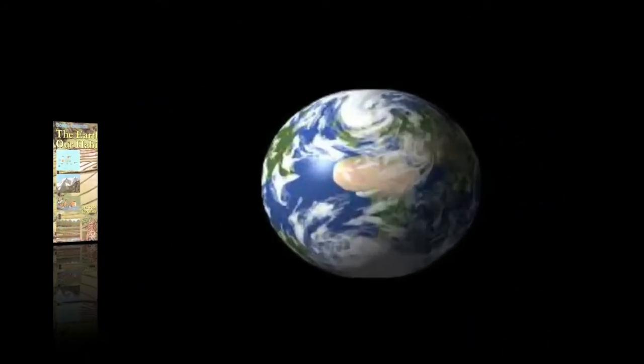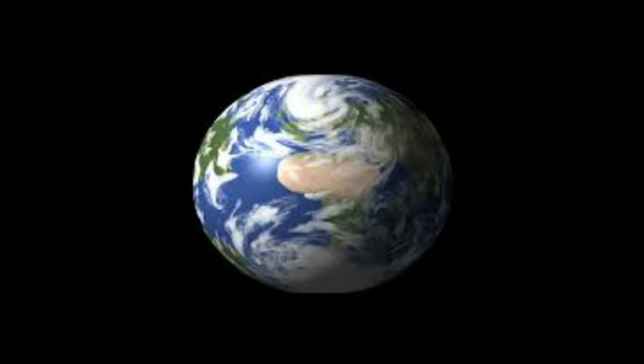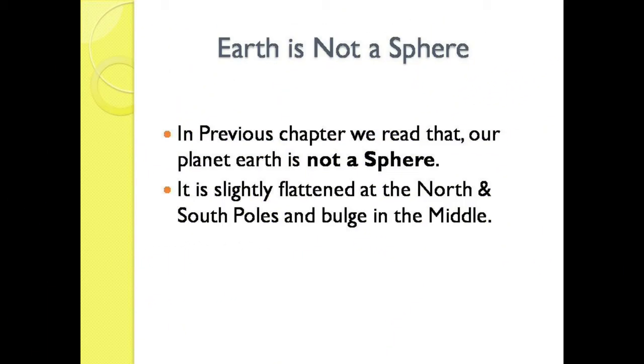Earth is not a sphere. In the previous chapter we read that our planet Earth is not a sphere. It is slightly flattened at the north and south poles and bulges in the middle.